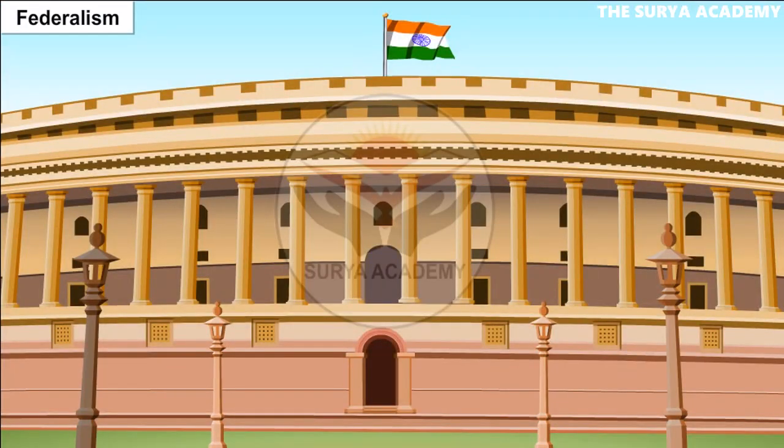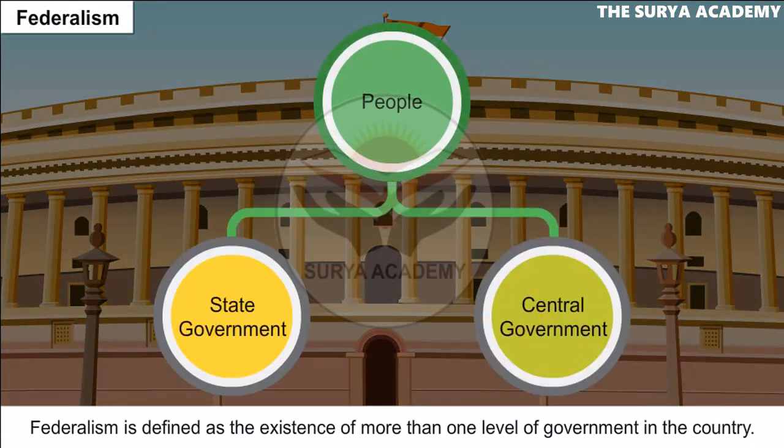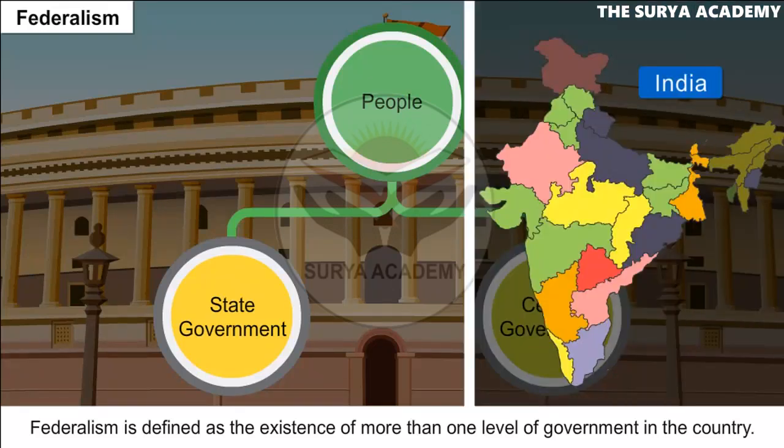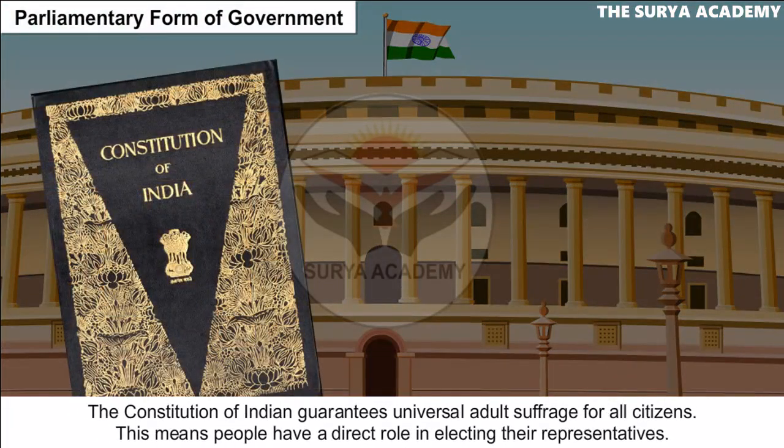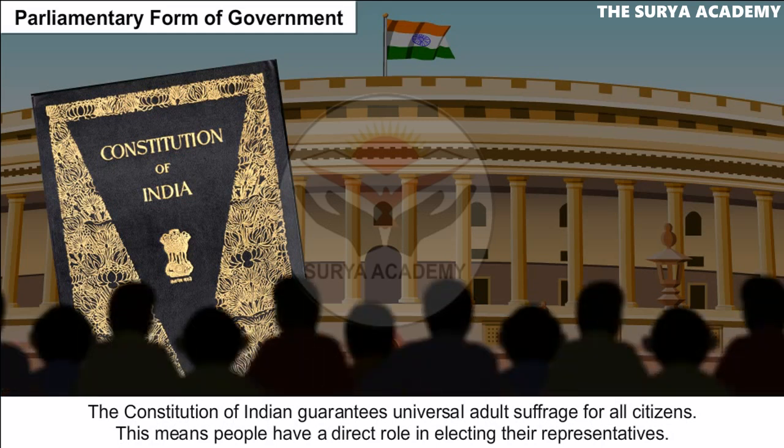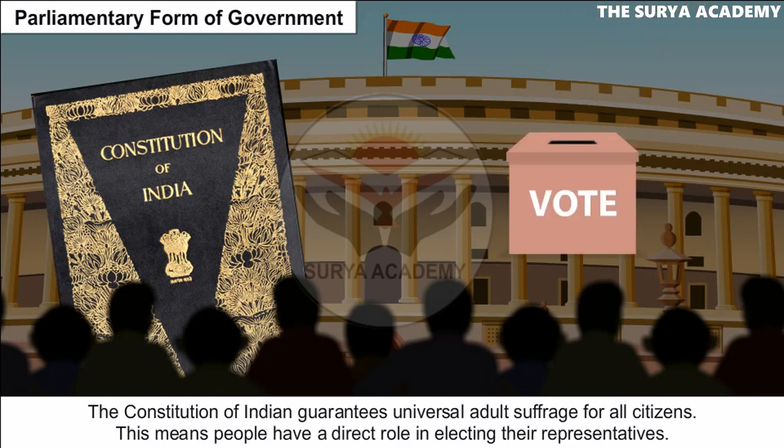Federalism. Federalism is defined as the existence of more than one level of government in the country. Example, India. Parliamentary form of government. The Constitution of India guarantees universal adult suffrage for all citizens. This means people have a direct role in electing their representatives.